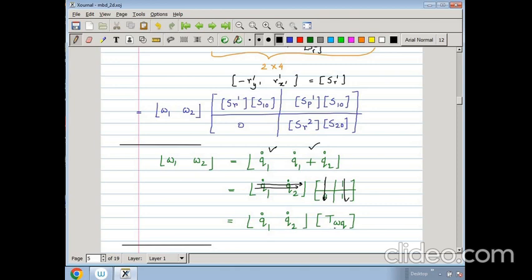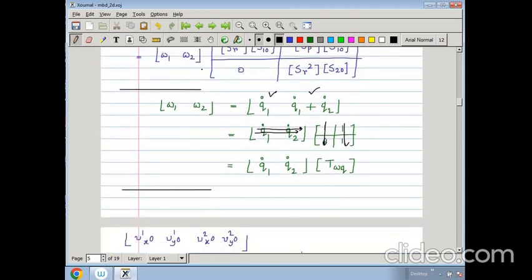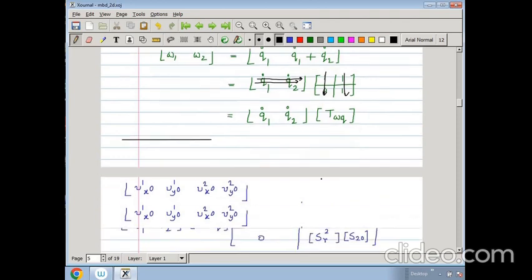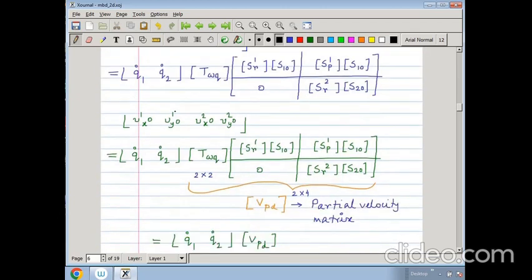T omega Q, the transformation matrix between omega and Q. So you replace this omega 1, omega 2 by Q1 dot, Q2 dot times T omega Q. So this is what you get. So Q1 dot, Q2 dot, T omega Q, this, and this, Q1 dot, Q2 dot into this matrix, this total thing we called VPD, or the partial velocity matrix. Now why do we call it the partial velocity matrix? We'll examine in the next lecture.